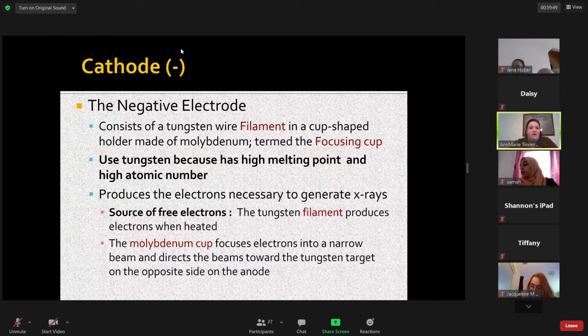All right, so I told you there's a cathode, there's an anode. Okay, so the cathode is negative. The anode is positive. All right, you need to know that. So we have our cathode, that's the negative electron. And this consists of a tungsten wire filament within a cup-shaped holder made of what's called molybdenum. And this is called the focusing cup.